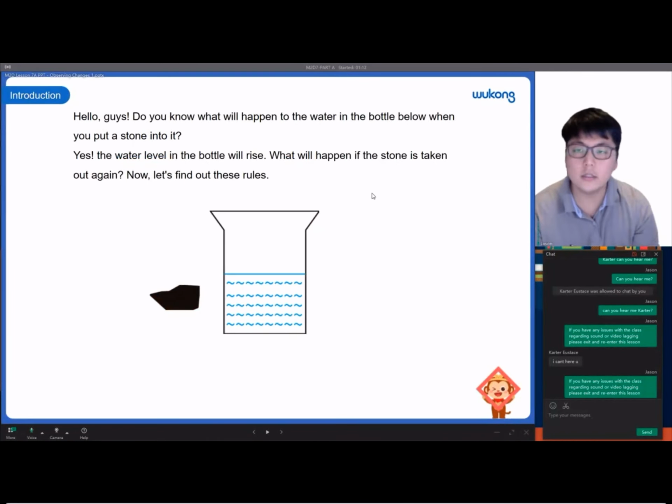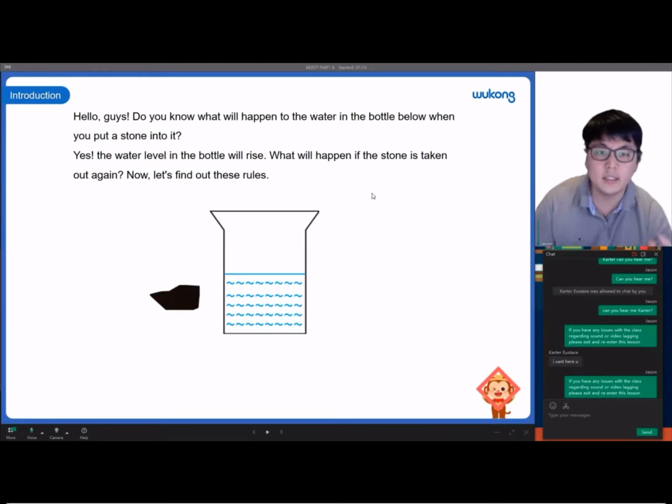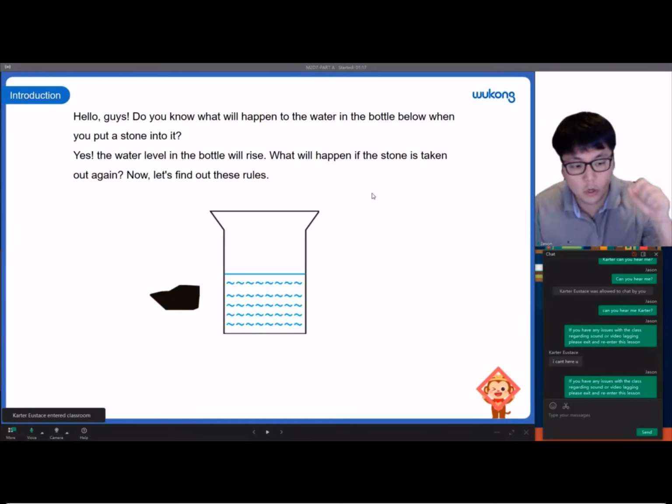So, do you guys know what will happen to the water in the bottle when you put a stone inside?